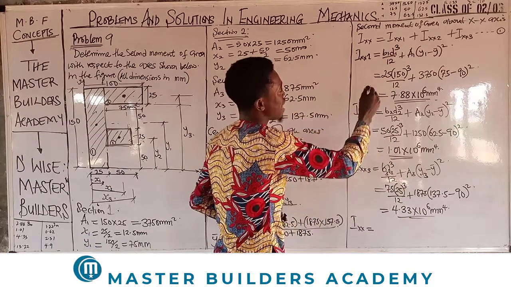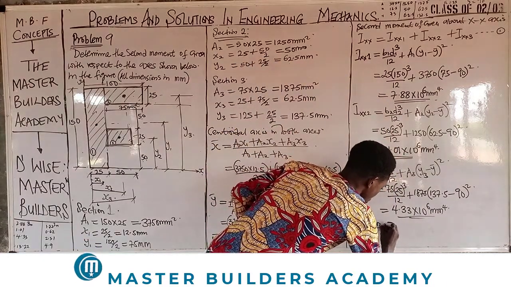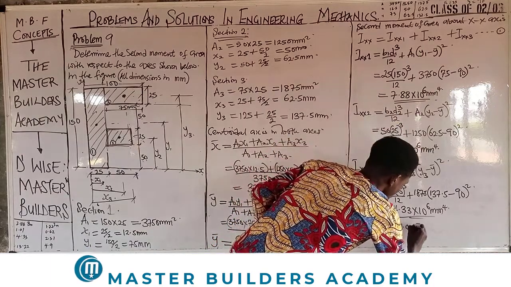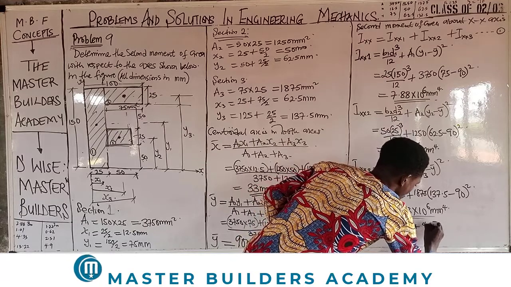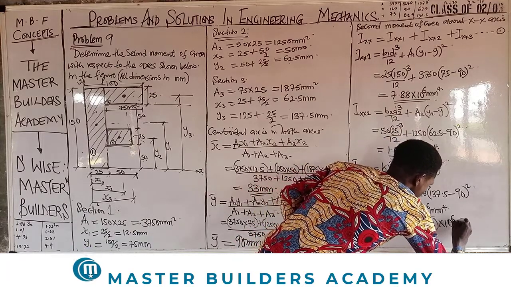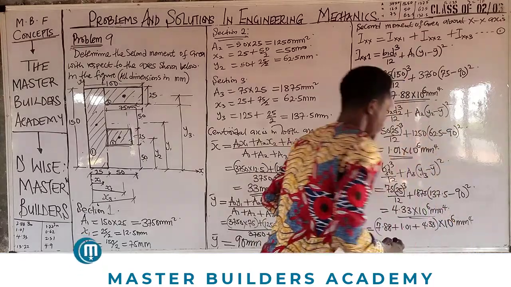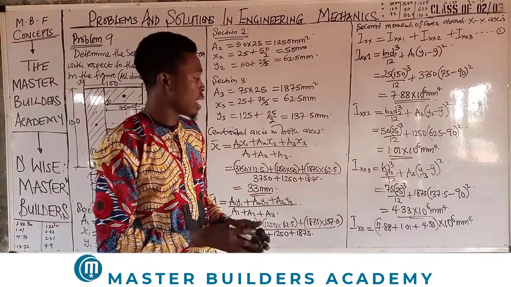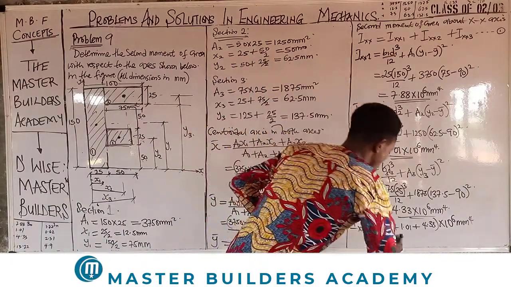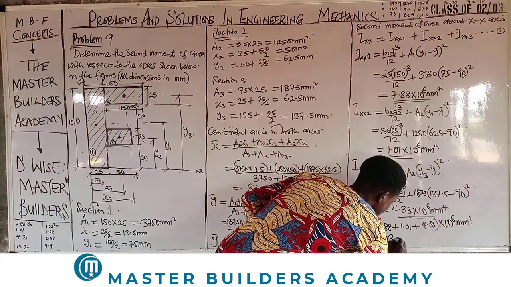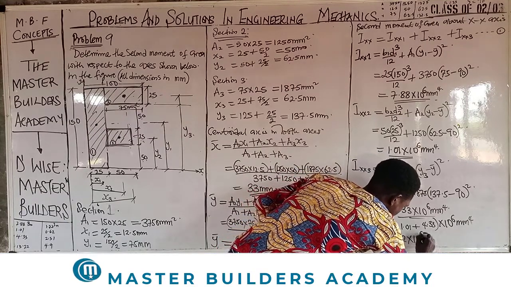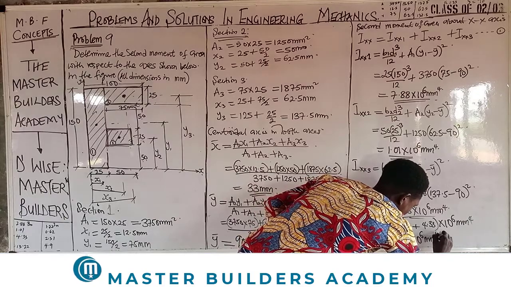is equal to the first value, 7.88, plus the next, 1.01, plus the other, 4.33, all multiplied by 10 raised to the power of 6 mm raised to the power of 4. Alright, using standard form then, by the time we sum up these values, our final answer would have been 13.22 times 10 raised to the power of 6 mm raised to the power of 4.